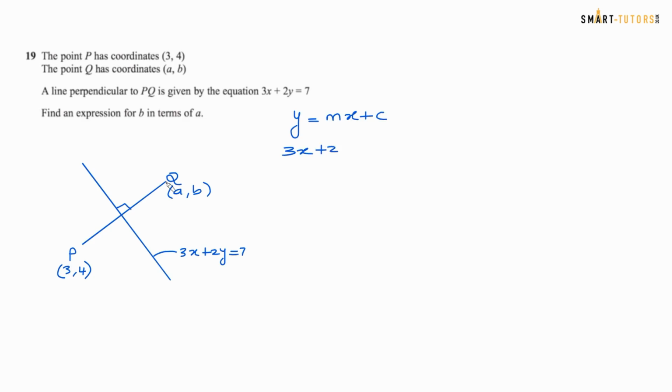So 3x plus 2y equals 7. So 2y equals minus 3x plus 7. So we divide everything by 2. So y equals minus 3 over 2 x plus 7 over 2. So this x coefficient is the gradient m1. So the gradient m1 is this one.